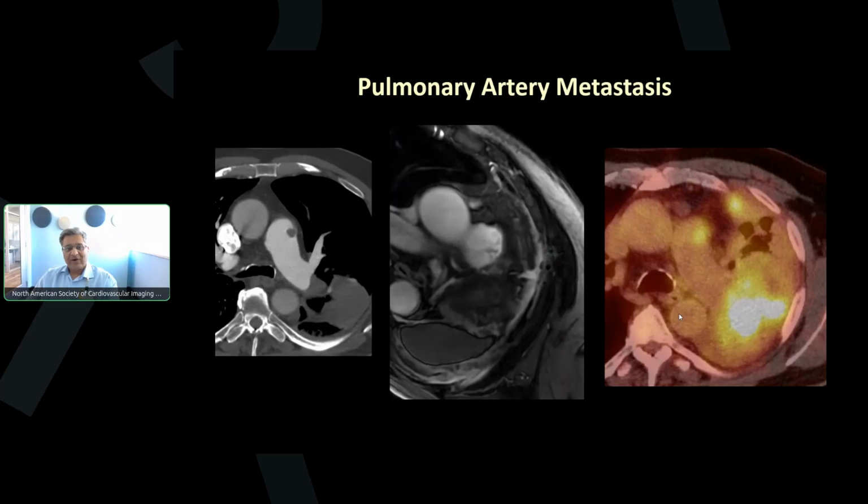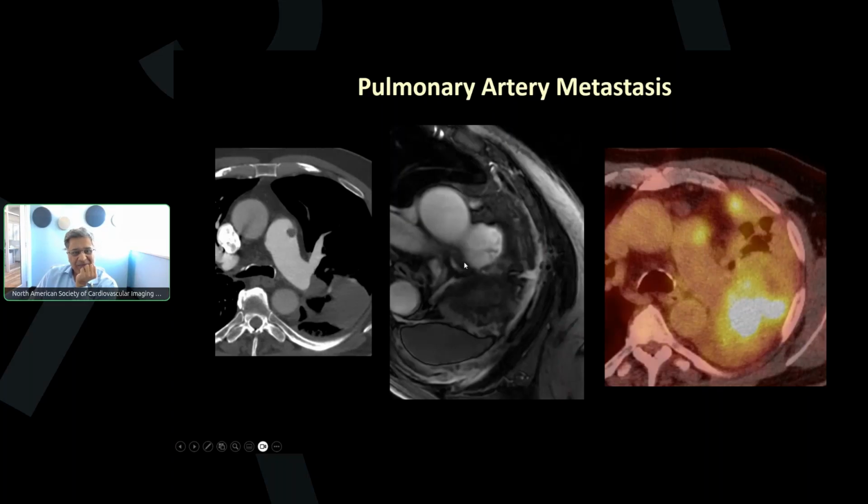This is an unfortunate patient who had a large pulmonary artery sarcoma. They went ahead and did an extrapleural pneumonectomy on the left side, and then they identified on the follow-up imaging this lesion in the main pulmonary artery.